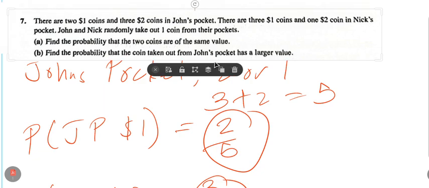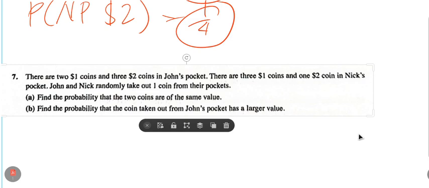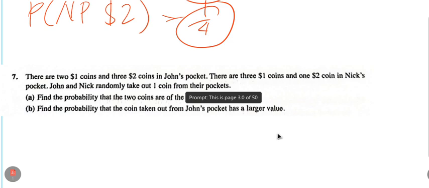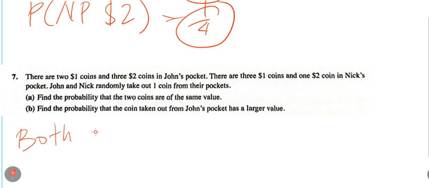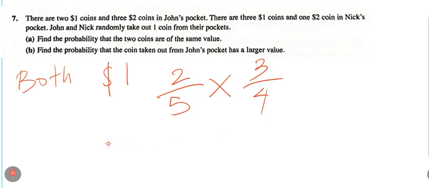Question 1 states: find the probability that the two coins are the same value. We have the probabilities for each of them. For $1, that's 2 out of 5 and 3 out of 4. Let's write it down. Both $1, so we have 2 over 5 and 3 over 4. We multiply across: 2 times 3 is 6, and 5 times 4 gives us 20.